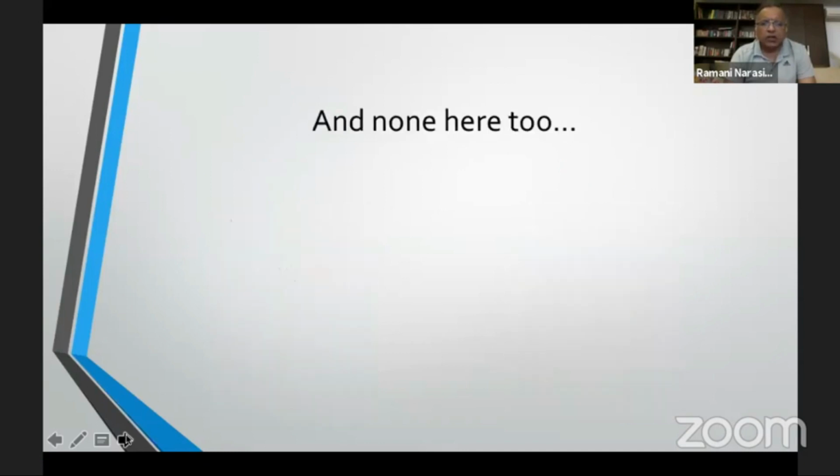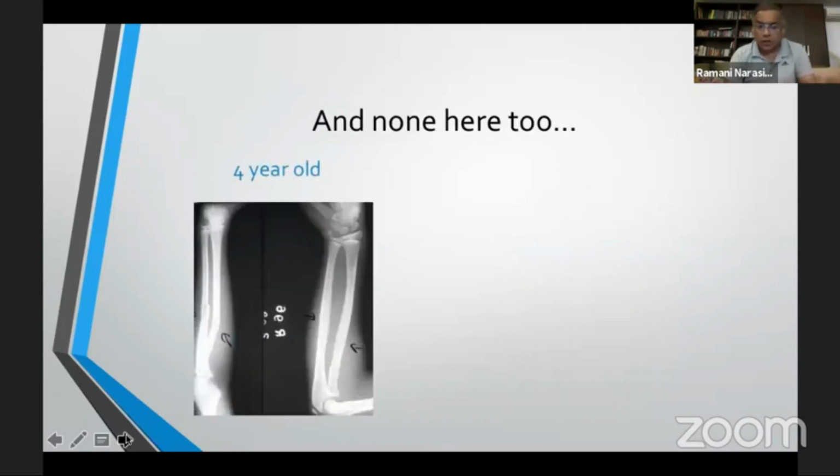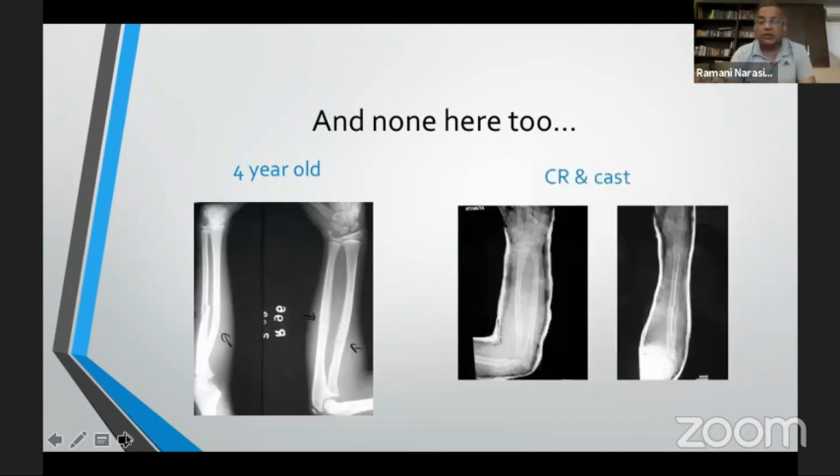Again, we talk about another case. There's a 4-year-old, a younger child, with a fractured forearm with a volar angulation. These are the two, and that's the pre-op, and on the right we have the post-op. We did a closed reduction, put a cast, and this kid did well.